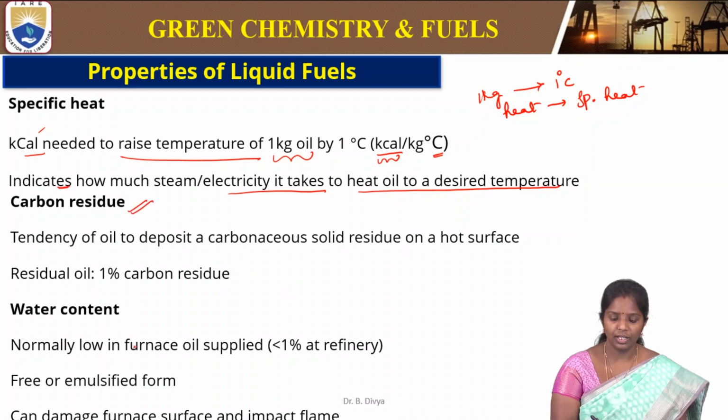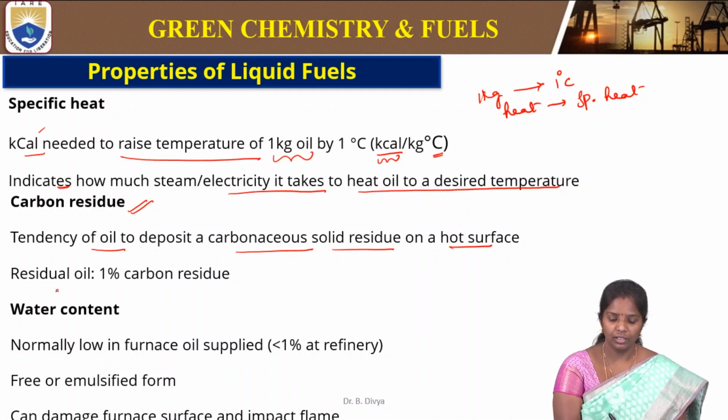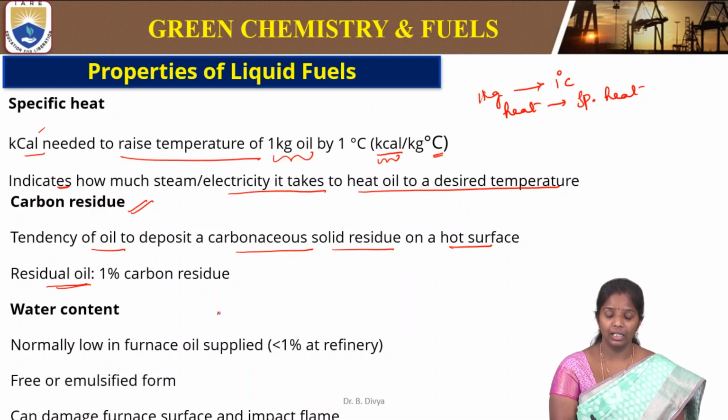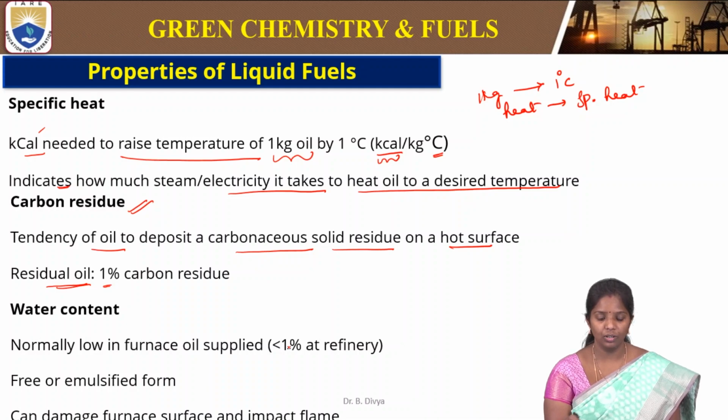Next one is the carbon residue. It is the tendency of oil to deposit a carbonaceous solid residue on a hot surface. A tendency is nothing but the ability to form a black carbonaceous residue on a hot surface because of the presence of carbon. The residual oil, for example, will contain 1% of carbon residue, which is very low.